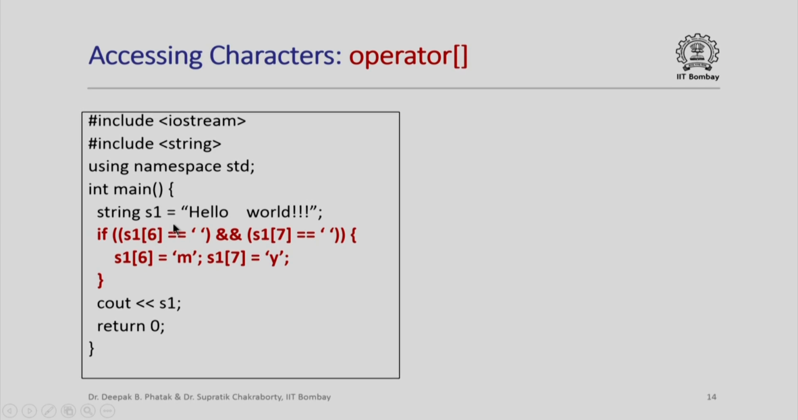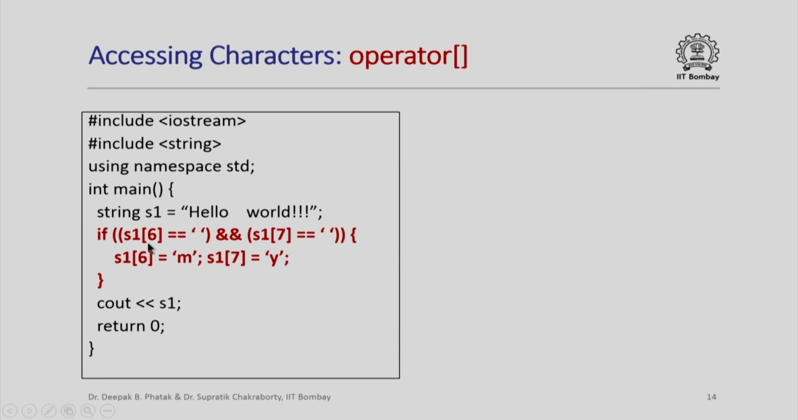So in this program S1 is the string hello followed by 4 spaces followed by WORLD followed by 3 exclamation marks, and here I have a simple conditional statement which says if S1[6] is blank and S1[7] is blank. Note that I am applying the square bracket operator, just like accessing an element of an array, on the string S1, and what this is going to do is give me access to the character at position 6 in the string S1 viewed as a character array.